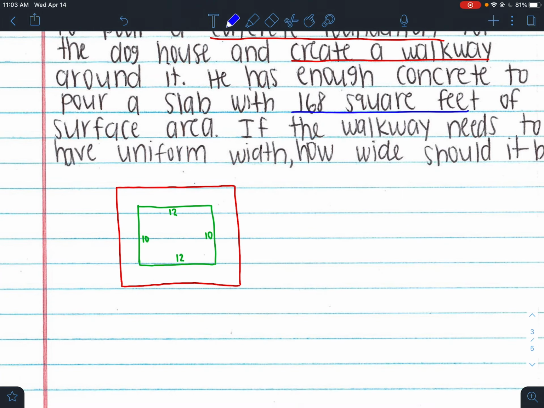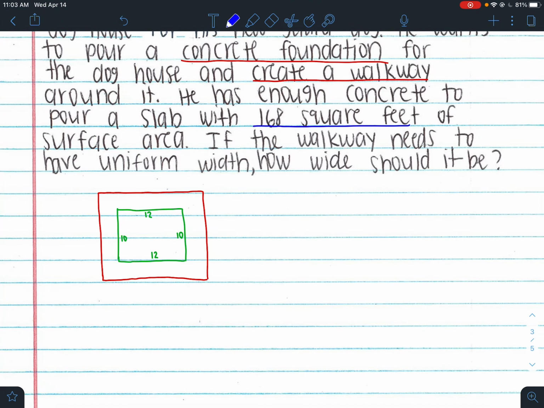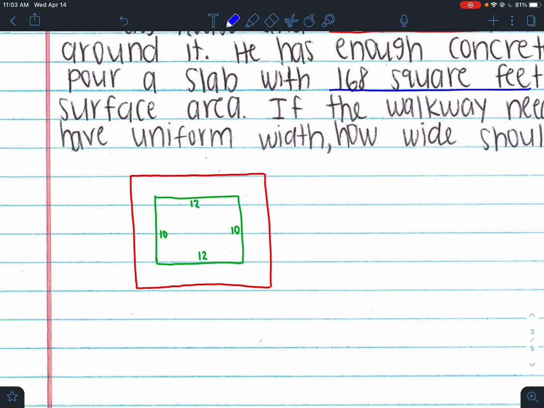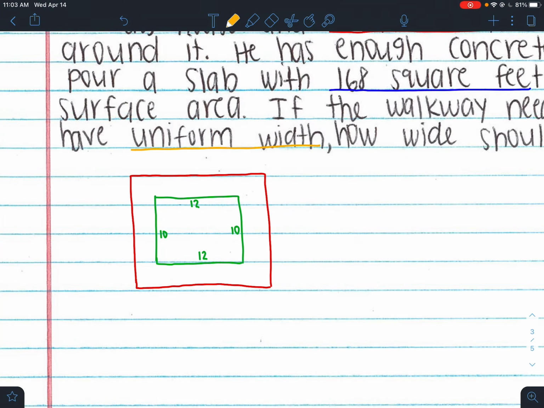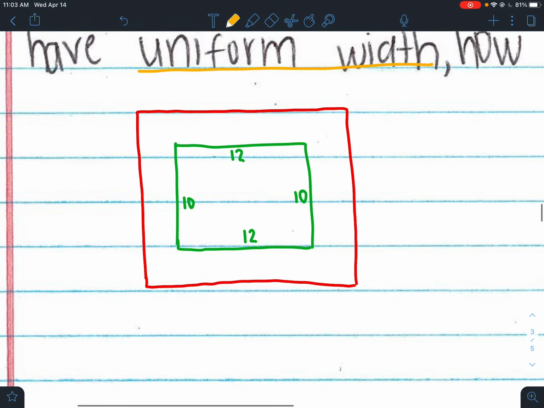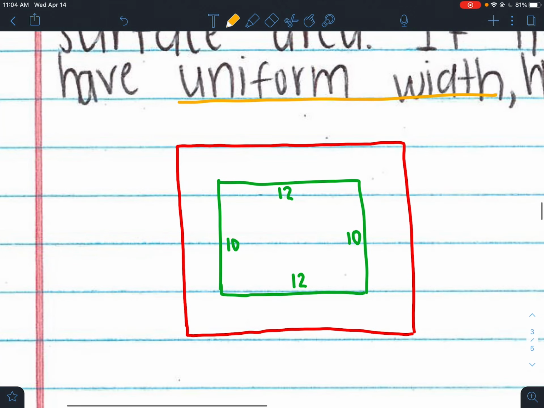All right, so let's set this up and talk about what they want. We know that the walkway has to have uniform width. We want it uniform, which means the same all the way around. Uniform means the same, kind of like how on a team you all wear the same jersey because you're trying to be the same as one another.